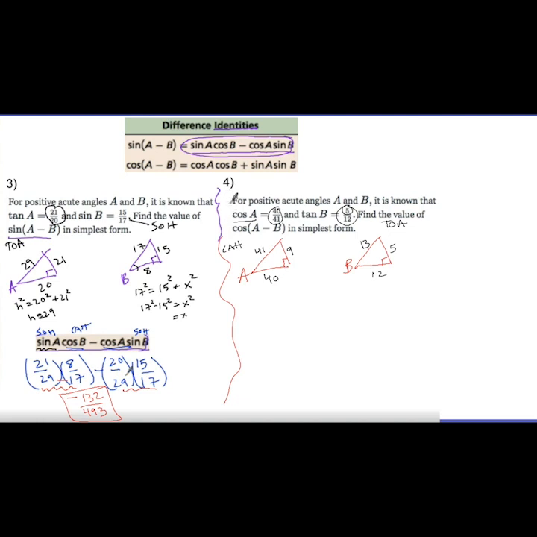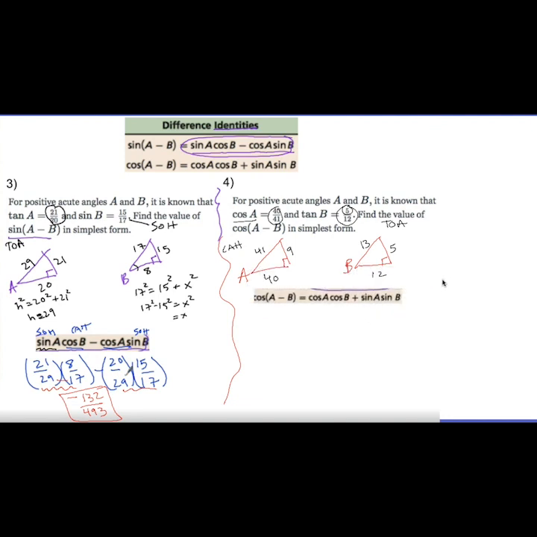We want to use this one right here because we're trying to find the cosine. So let's copy it. Oh, geez. Sorry about that. We're going to copy and paste that. This is what we're going to do. We'll start substituting in here.